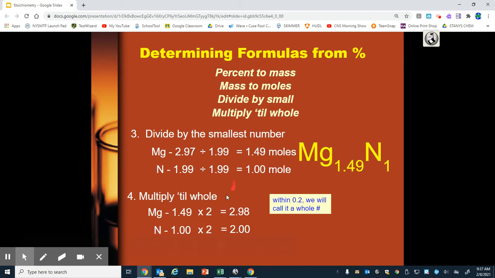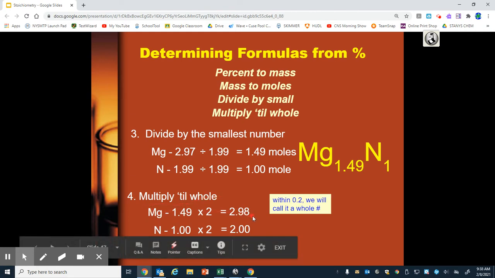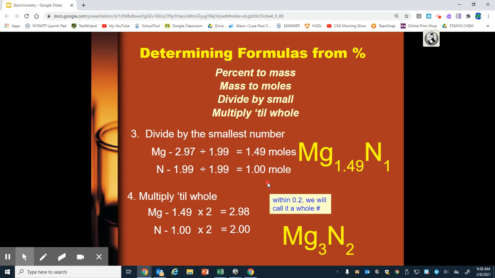What this tells me is that magnesium is going to have a subscript of 3, and nitrogen is going to have a subscript of 2. So you get Mg3N2. And that's the final formula of our compound. That's how we took the percentage of elements in the compound and got to a whole formula for that particular compound.